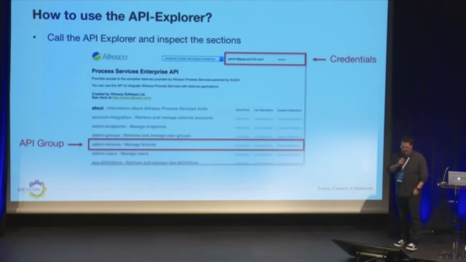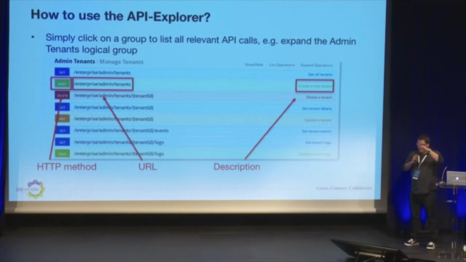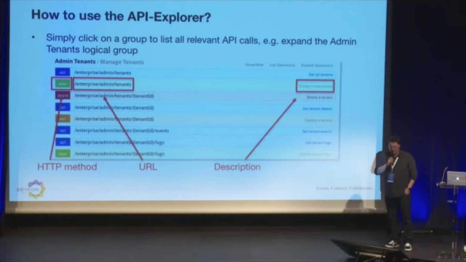To actually use API Explorer, you would have to call the URL from the previous slide, and you have to make sure to use valid credentials. You then have to identify the logical area you are interested in and select that area. By clicking on that area, the list of all related APIs will expand and it will show you which HTTP method is used per call, what's the URL for the call, and it will give you a short description for that call.